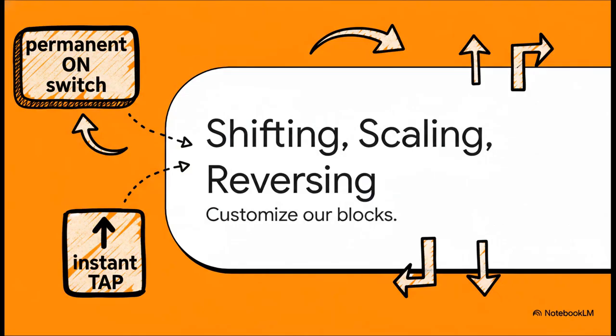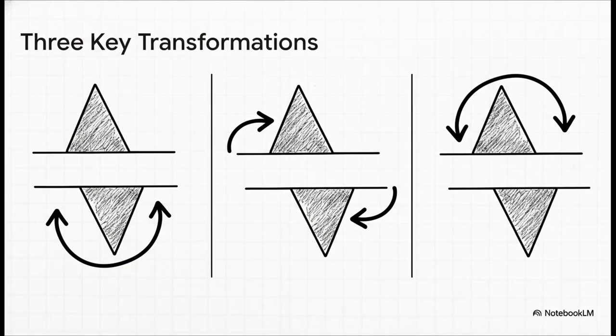So now we have our two blocks, a permanent on switch and an instant tap. But that's a little bit limiting, right? What if we want the switch to flip at a different time? Or what if we want it to be stronger or weaker? Well, that's where transformations come into play. We can basically customize our blocks in 3 key ways.